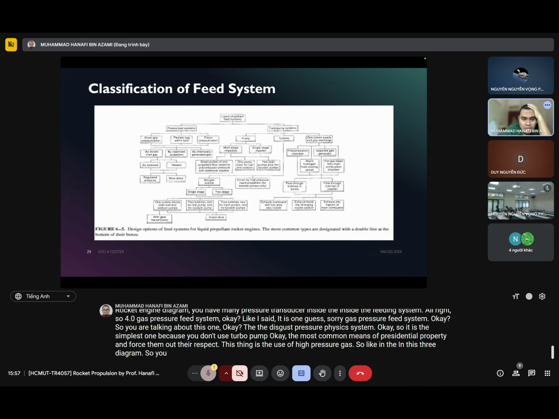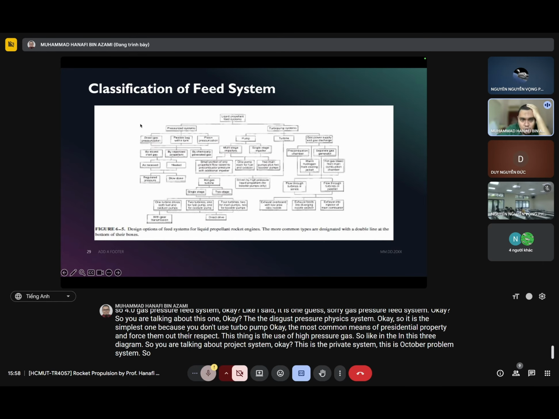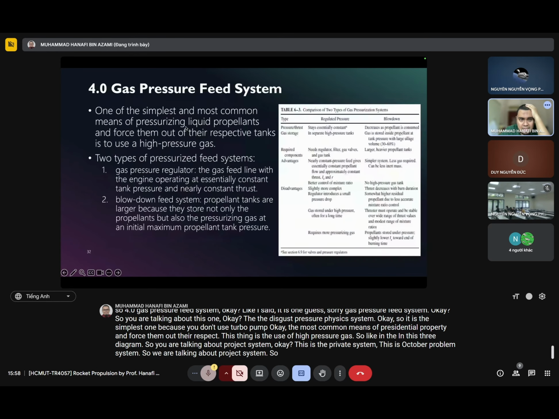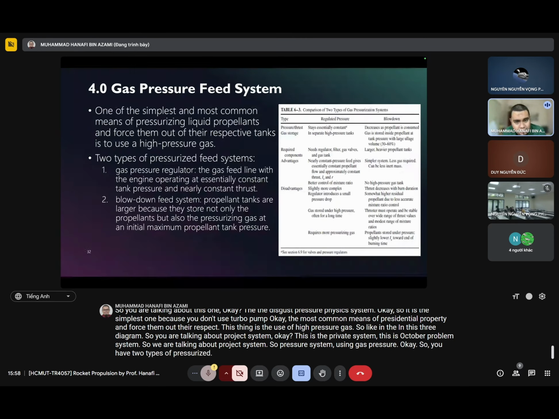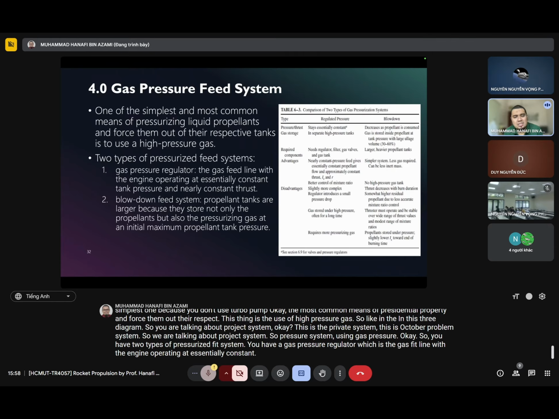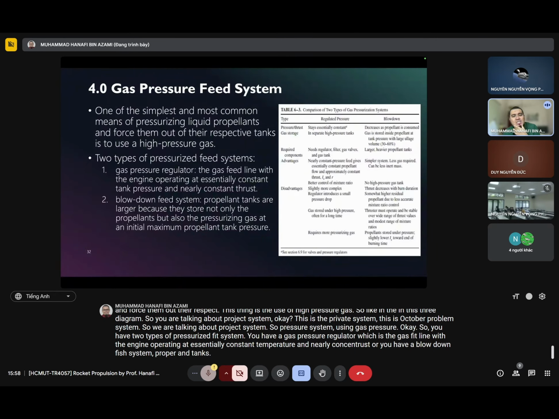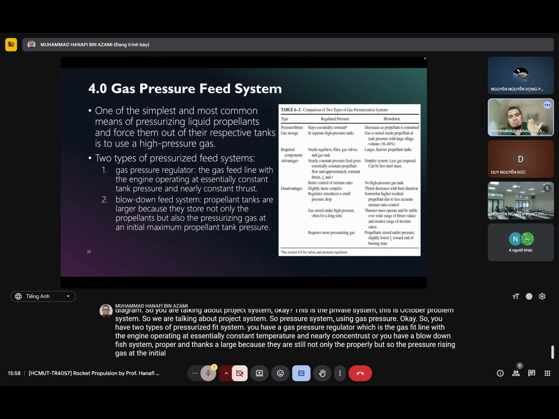So in this tree diagram, you are talking about the pressure system, and this is the turbo pump system. So we are talking about the pressure system using gas pressure. You have two types of pressurized feed system. You have a gas pressure regulator, which is the gas feed line with the engine operating at essentially constant tank pressure and nearly constant thrust, or you have a blow down feed system. Propellant tanks are large because they store not only the propellant but also the pressurizing gas at the initial maximum propellant tank pressure. So what are the differences between those two?